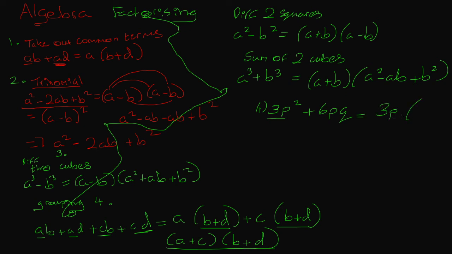So we're taking out the common term. Then it'd be p plus 2, because 6 divided by 3 is 2. Then we take out the p, so we'd be left with p plus 2q. And that's the answer to that one.